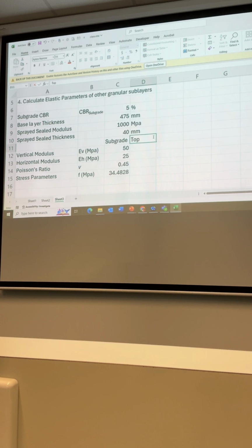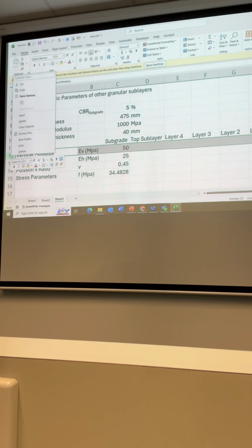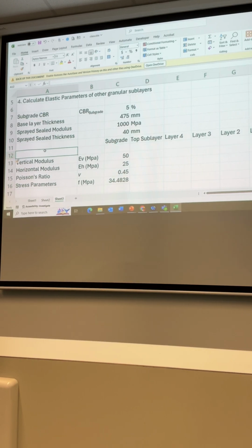So I'm going to do top sub layer, layer 4, layer 3, layer 2, and layer 1. And I'm just going to insert an extra cell here, and I'm going to put thickness, so I can know how much is the thickness of each layer.